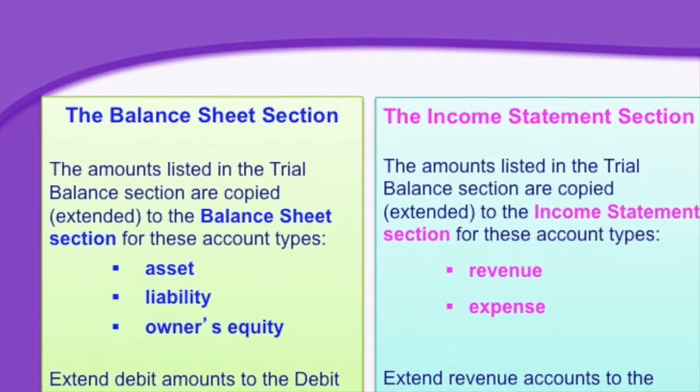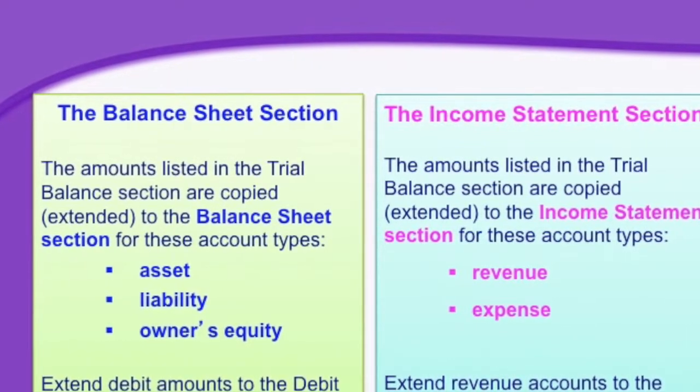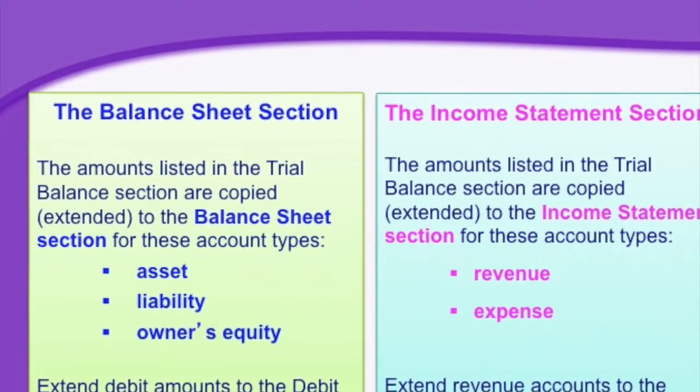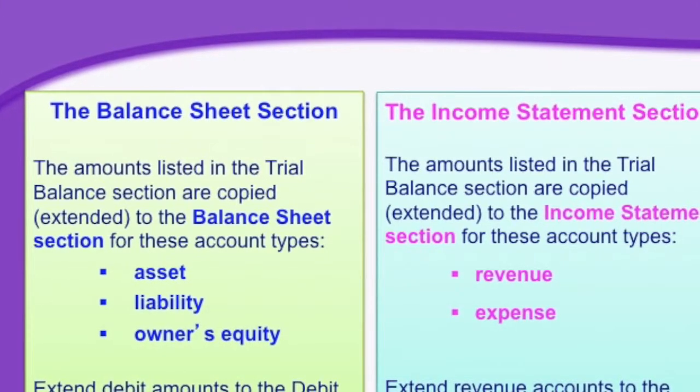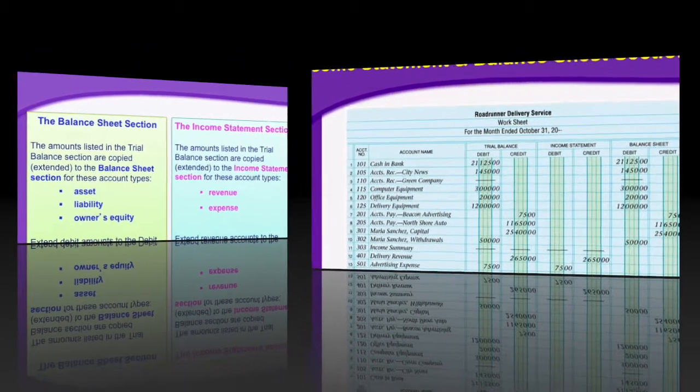Then there's the income statement section. Those will include the revenue and expenses. And again, you will extend that from the trial balance over to the appropriate columns of the income statement.